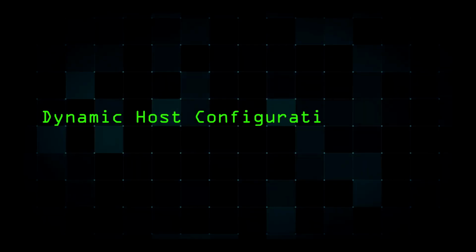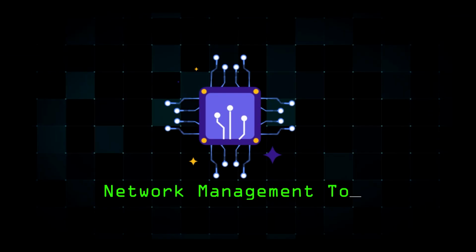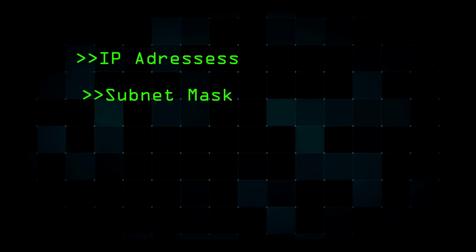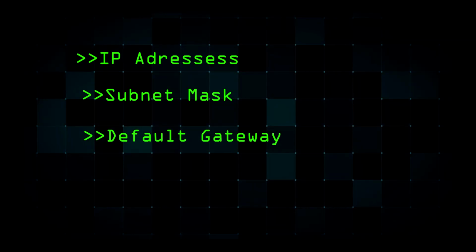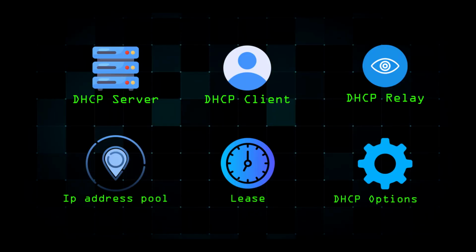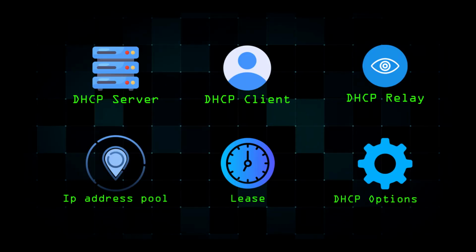Now that we know what DHCP does, let's understand what it actually is. DHCP stands for Dynamic Host Configuration Protocol. In simple terms, it's a network management tool that automatically assigns IP addresses, along with other important settings like subnet mask, default gateway, and DNS server. But DHCP isn't just one thing. It's made up of several components. Let's break them down one by one.